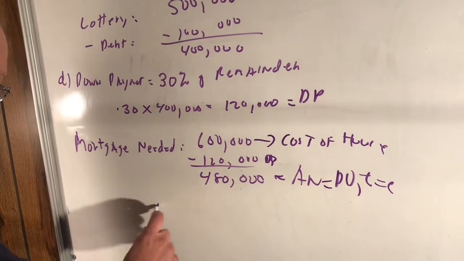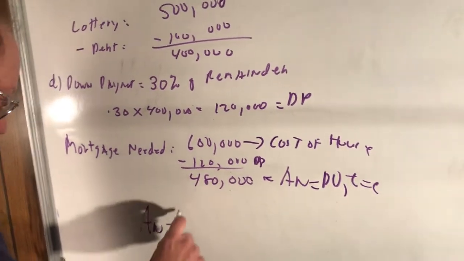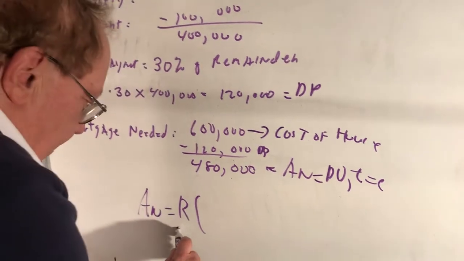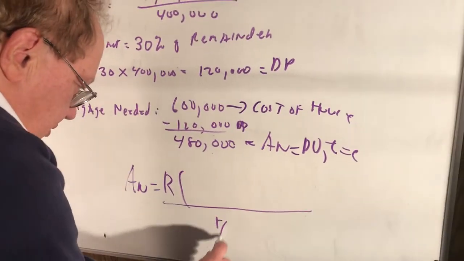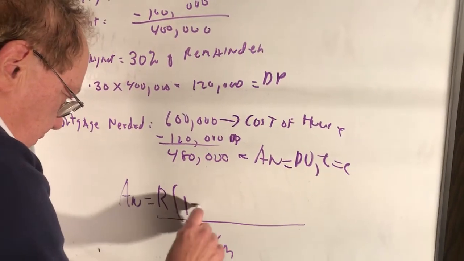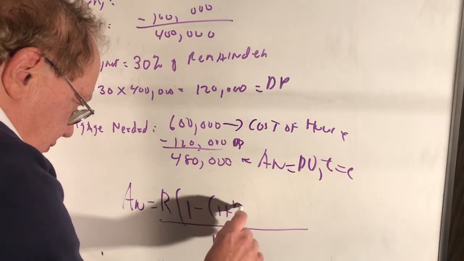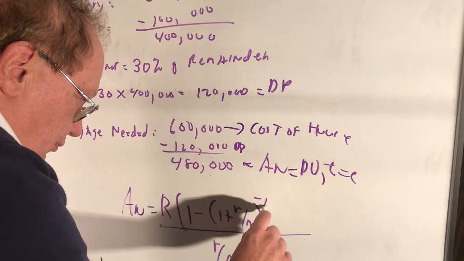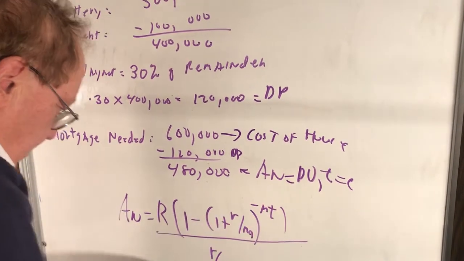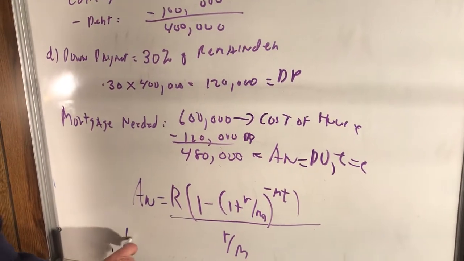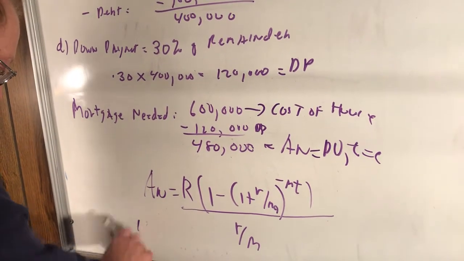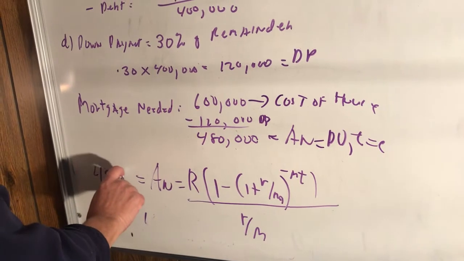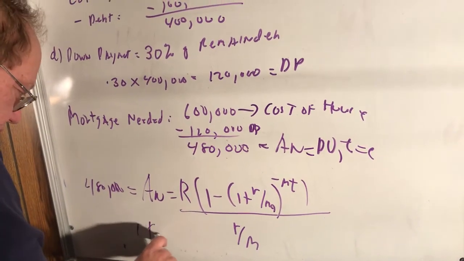Just plug it into the straight ordinary annuity formula, assuming he's paying at the end of the month. And AN would be $480,000, and you want to find R.